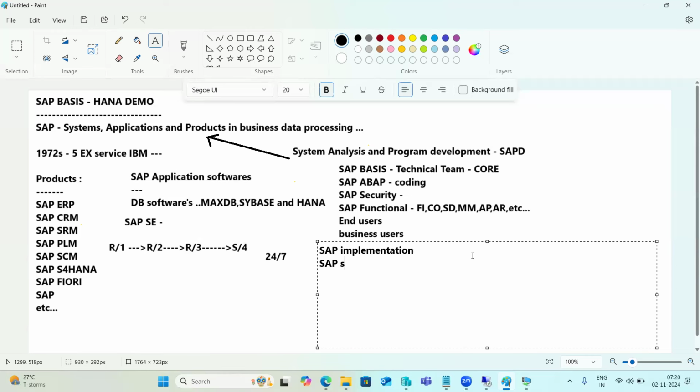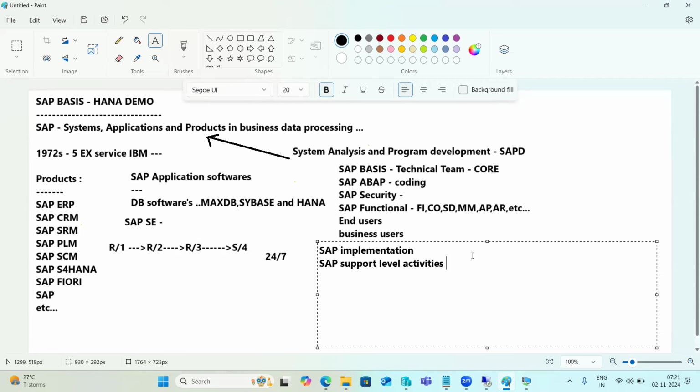SAP support level activities here. These are very important. Support level activities: how to support the systems, how to fix the issues, how to move the changes from one system to another system, how the data flow happens, security creations, user authorizations. These things we will discuss here, and updating the software, patches, bug fixes, implementations.